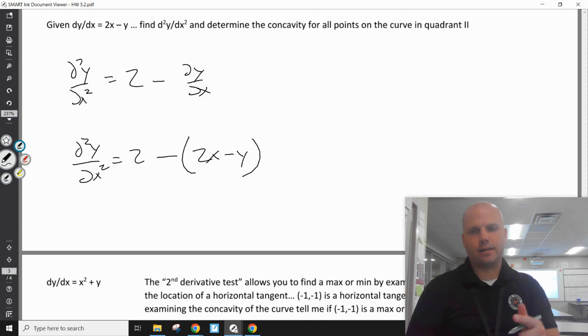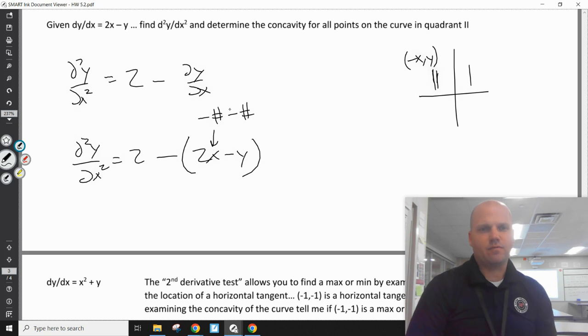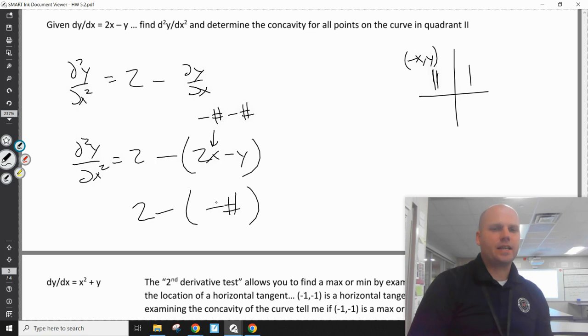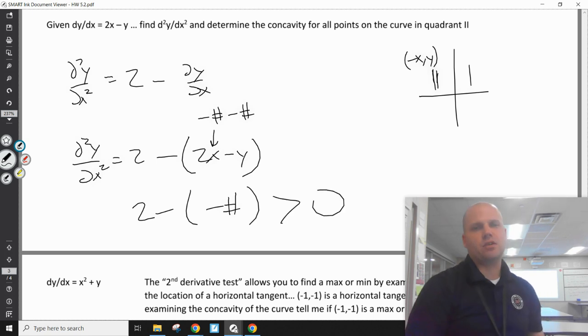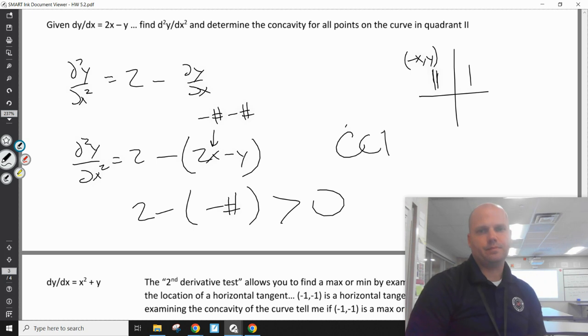All right, now let's think about it. Quadrant 2. In quadrant 2, I have negative x's and positive y's. If I plug in a negative x, this will be a negative number. Positive y's, I'll be subtracting a positive number. That means I'll have 2 minus what ends up being a negative number. Subtracting a negative number means that my second derivative is positive, which means my original function is concave up.